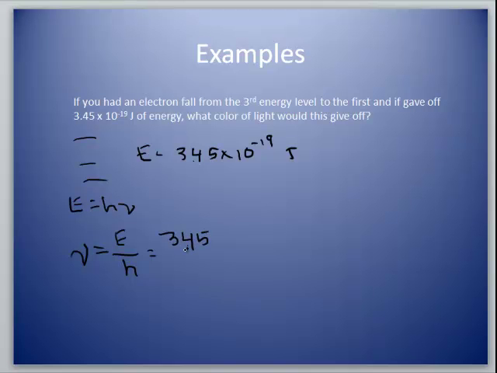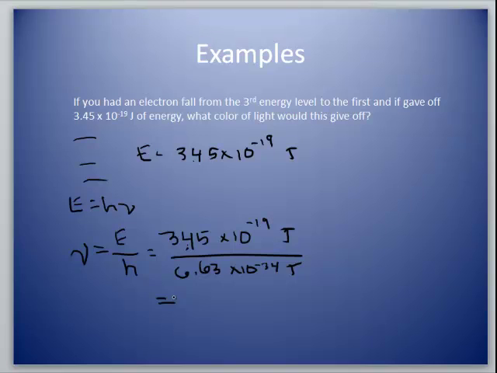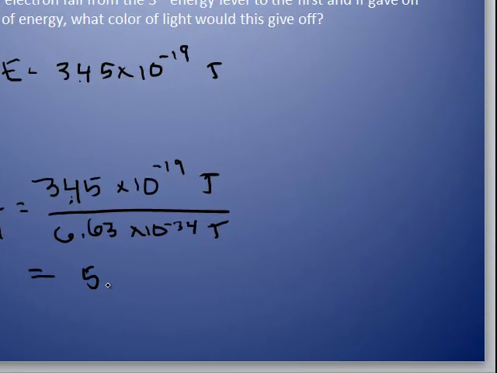3.45 times 10 to the negative 19th joules, and we're going to put that over Planck's constant, 6.63 times 10 to the negative 34th joule-seconds. And if we do the math there, we'll take 3.45 times 10 to the negative 19th divided by 6.63 times 10 to the negative 34th. We're going to get 5.2 times 10 to the 14th, and that's frequency, so it's going to be inverse seconds.